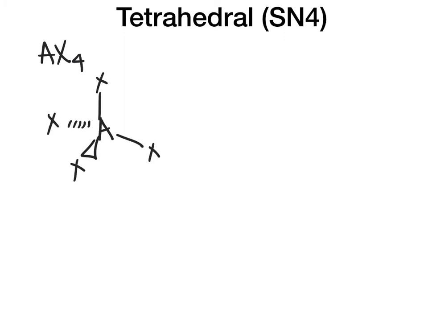So let's think about something with a steric number of 4. So these are called tetrahedrals. So if we have AX4, we've seen this one at the very beginning of this video, where we have A in the center, and our 4 components separated as far as possible, which is 109 or 109.5 degrees. So we have 109 degrees between each of these. So there are 4 bonded atoms, 0 lone pairs.